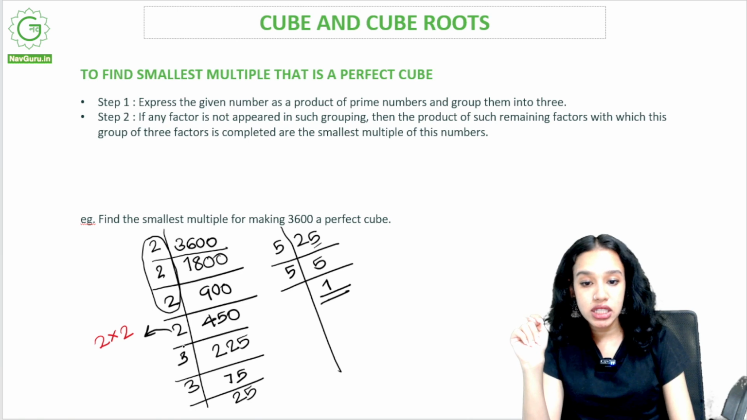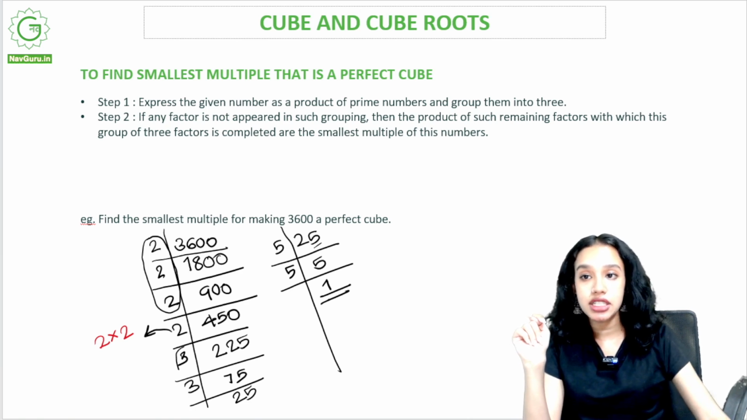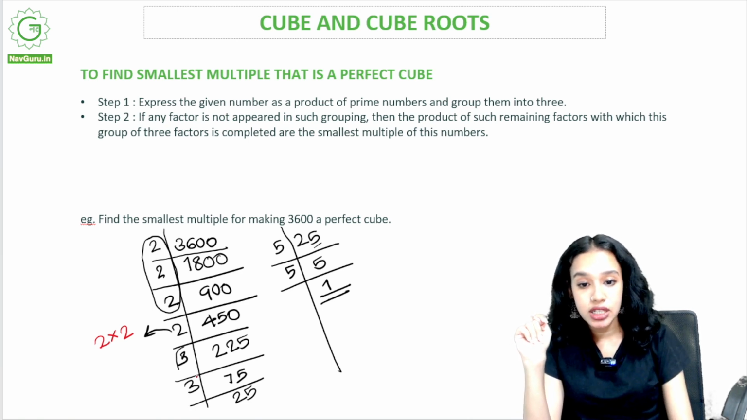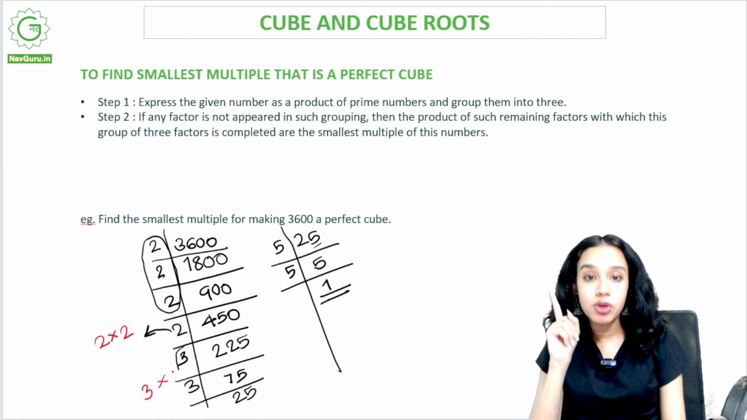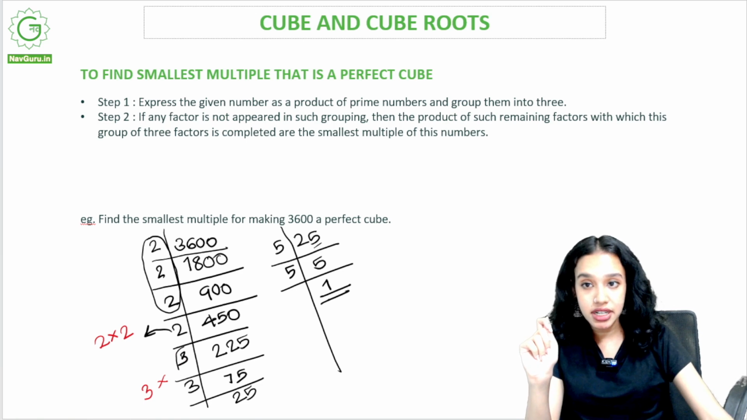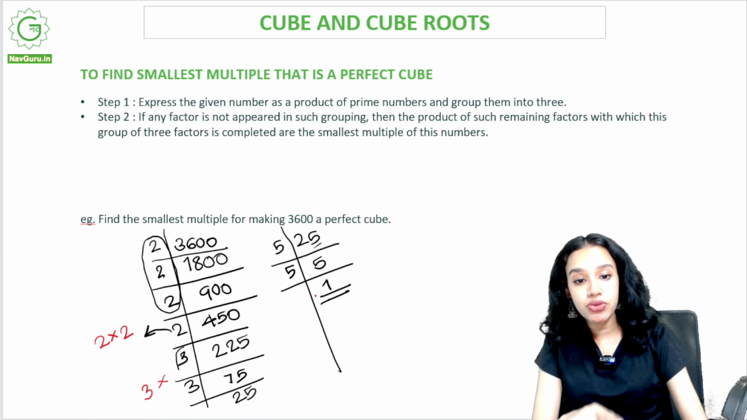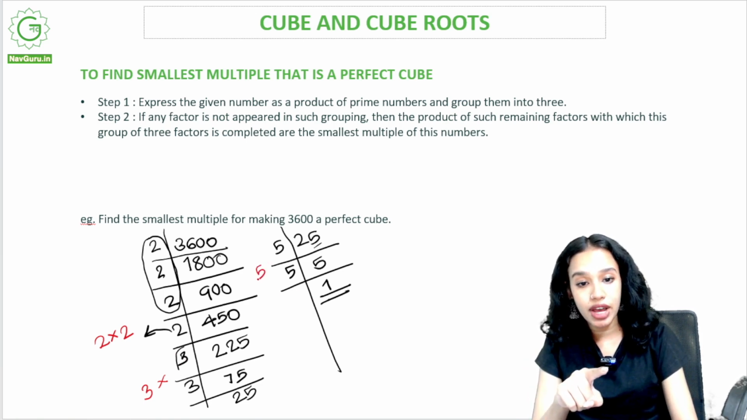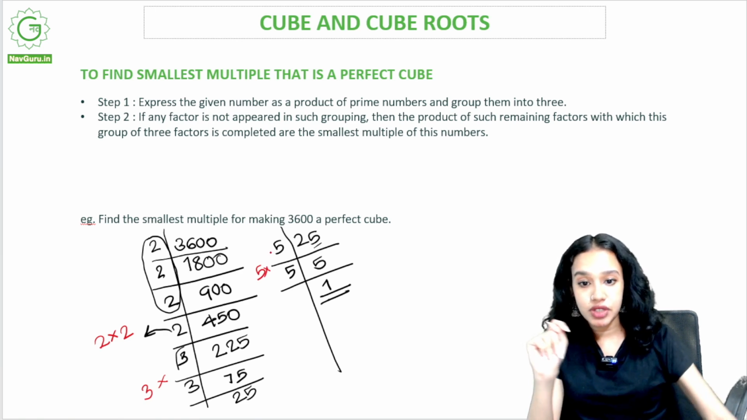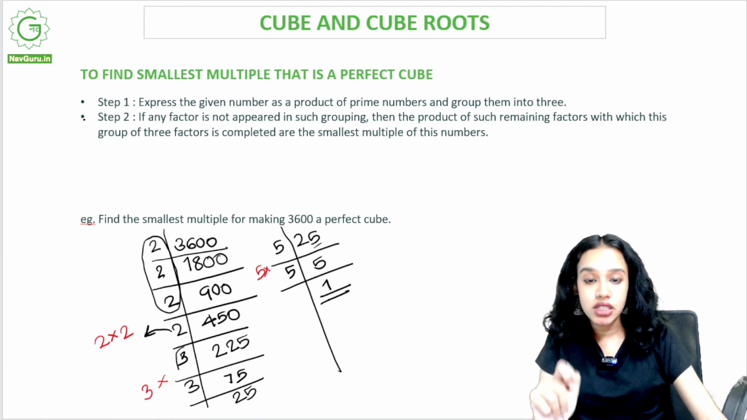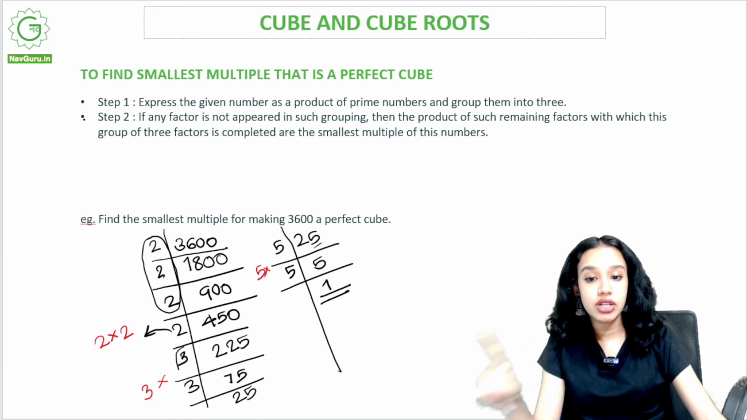Now we have 2 3's here. This would have been a triplet if we had 3 here. This into 3 would make it a triplet. That would make it a group of 3, right? Now here too we have 2 5's and if we had one more 5, it would have been a triplet, right? So what are the numbers that, when multiplied with these prime factors, would give us a perfect cube?